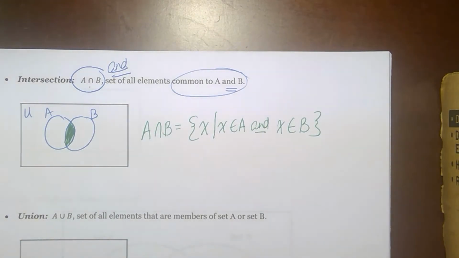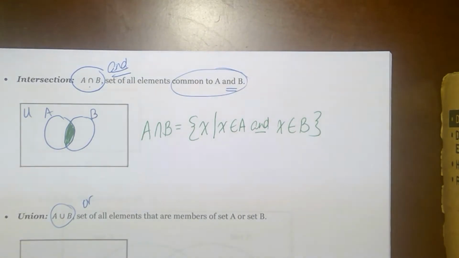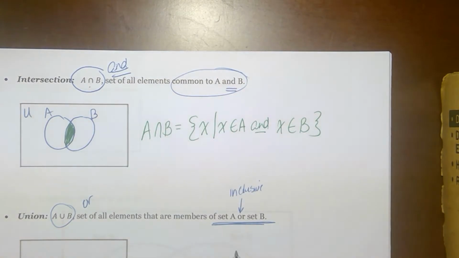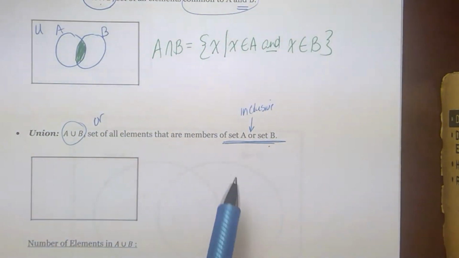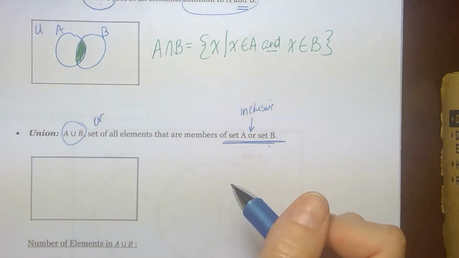Then we have union. Union, my keyword, is OR, and it's the elements of the set that are in either one. There's my OR. But now remember, it's the inclusive OR, so it could be in both. That's fine. But we're really interested in anything that's in A as well as anything that's in B.